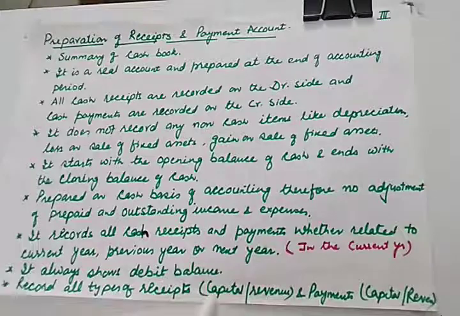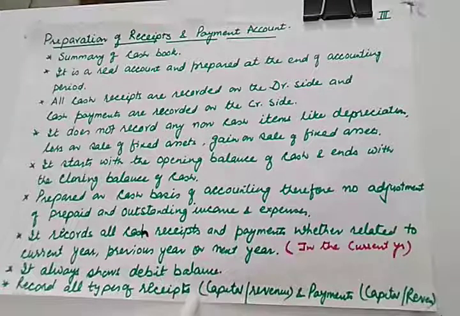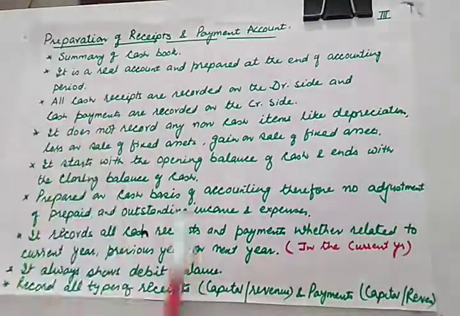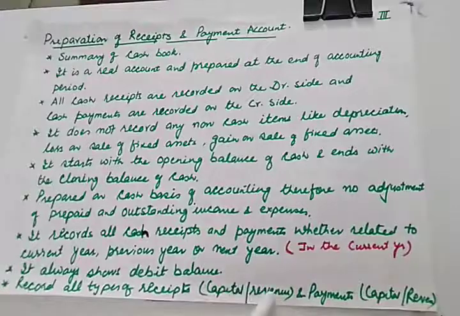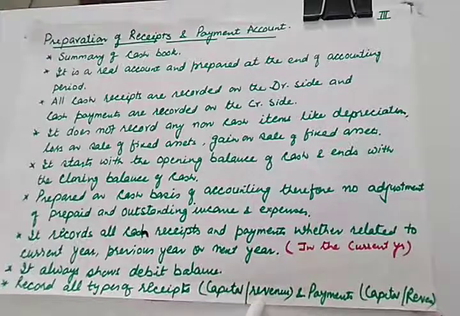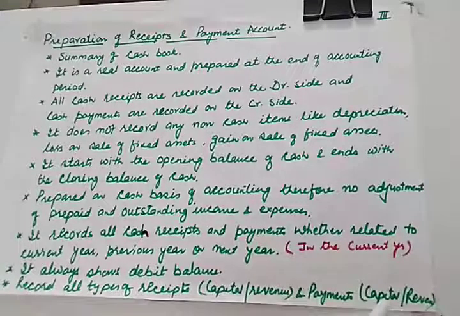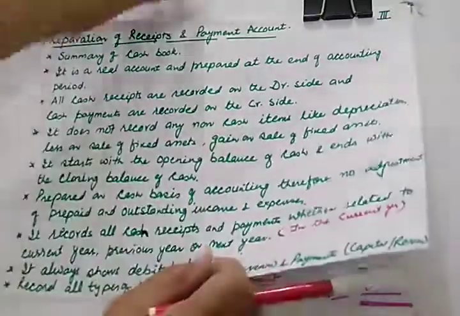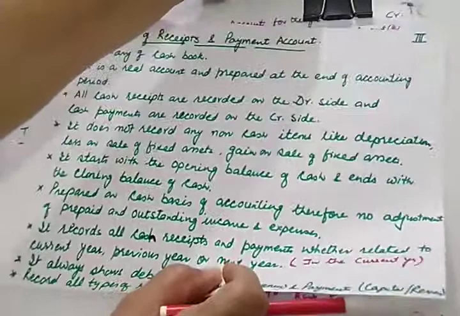It records all types of receipts. This is also important. We have done this in the previous lecture. There are two types of receipts, capital receipts and revenue receipts. Likewise, two types of expenditure, capital expenditure and revenue expenditure. So your receipt and payment account will record all types of receipts, capital, revenue, as well as payments, capital payments and revenue payments. Now let us see the format of receipts and payment account.